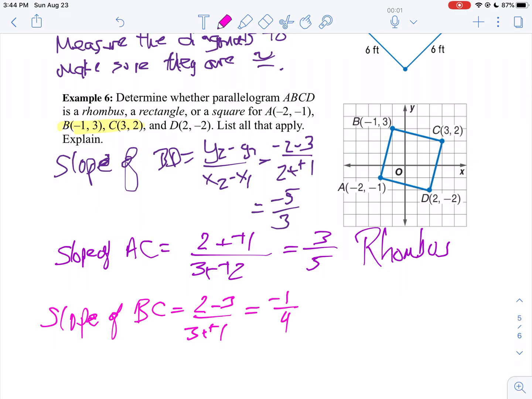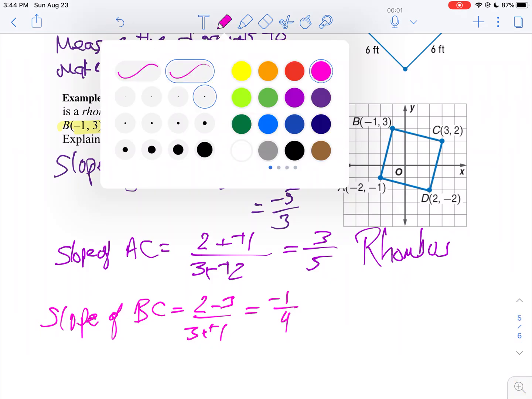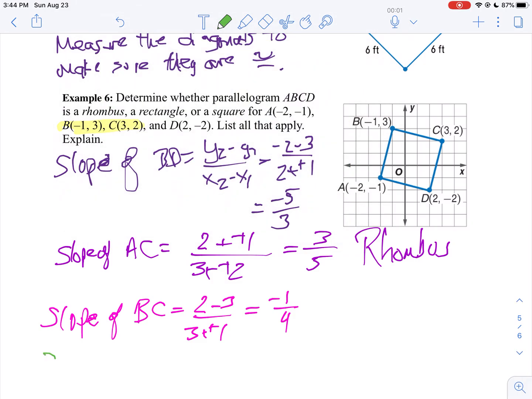Let's turn around and let's find the slope of AB now. So A to B. So we're going to say 3 minus a negative 1 over negative 1 minus a negative 2. Well, 3 minus a negative 1 is 4. Negative 1 plus 2 is 1, so your slope is 4.